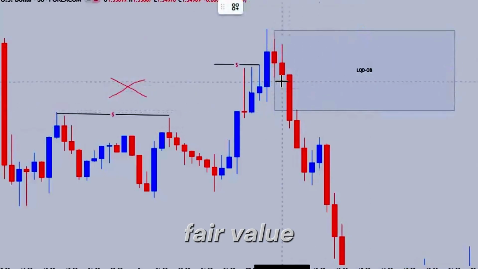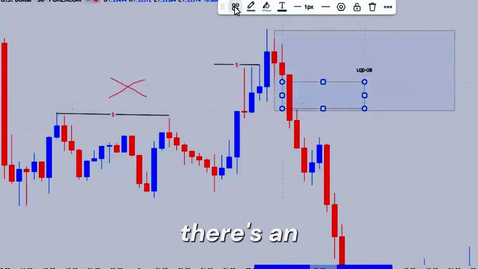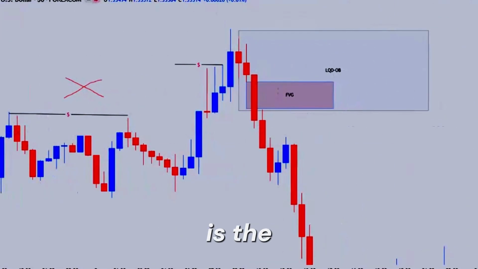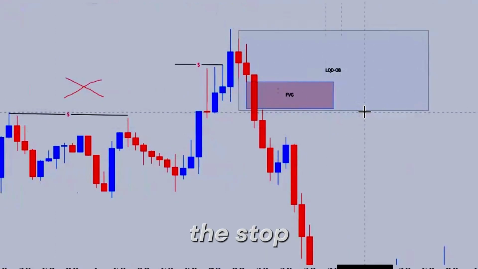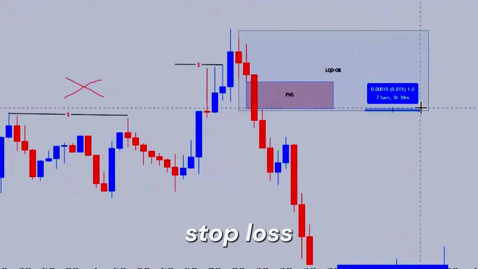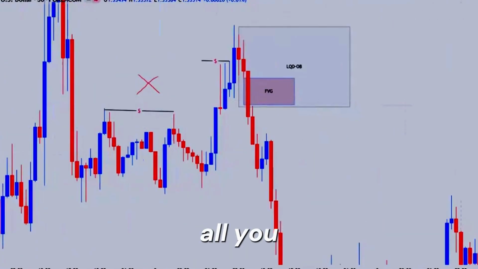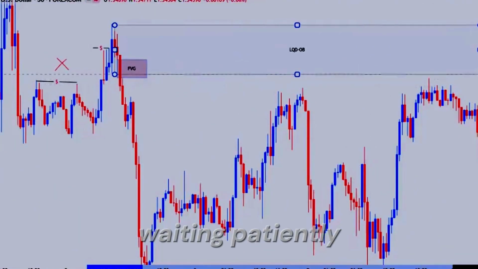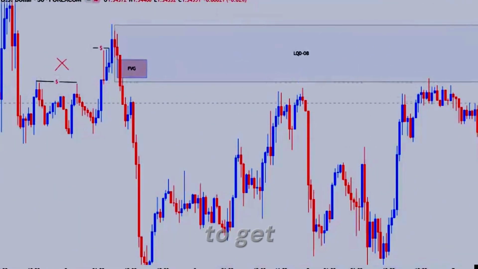Okay, see, there's a fair value gap right here. There's an FVG right here. You mark it the same. So if you have to calculate the stop loss range, you can see that the stop loss in pips is not much. This is just a 22 pip stop loss. You can afford that as a day trader. All you have to do is extend it to the future, waiting patiently for when price is going to get there next.